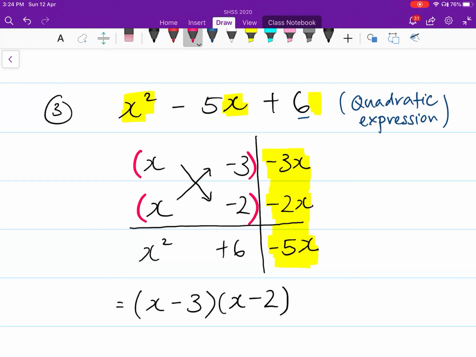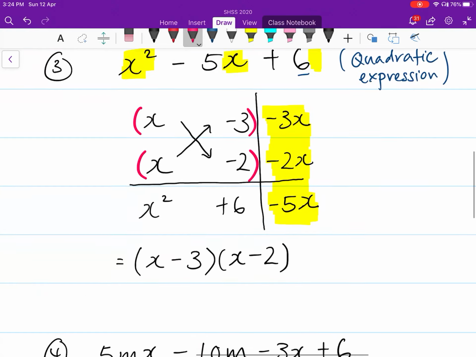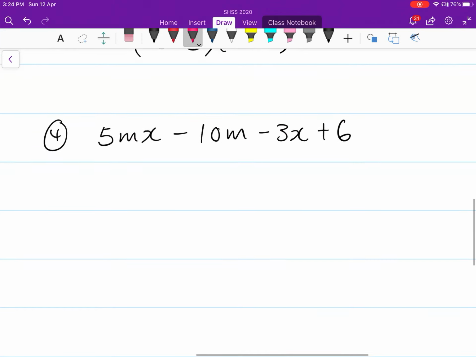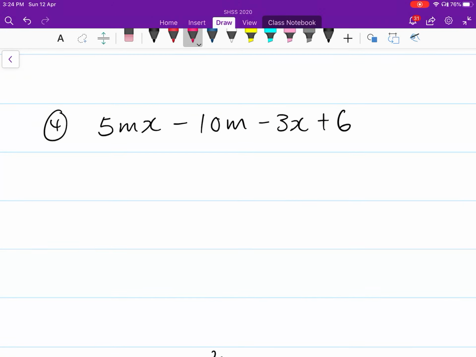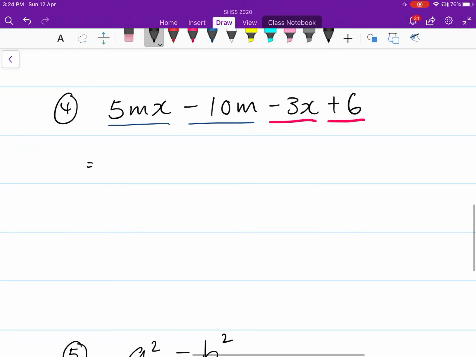Alright, so this is the third type of factorization. The next type of factorization involves 4 different terms. The first 2 terms here, and the next 2 terms here. Now, to factorize this, first we factorize the blue underlined part, which is 5mx minus 10m. Factorize out the common factors. If you notice 5 and 10, you can factorize out 5, and you can factorize out m.